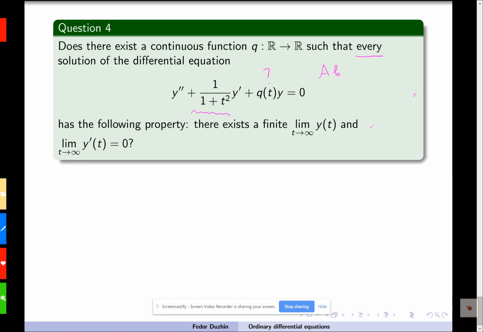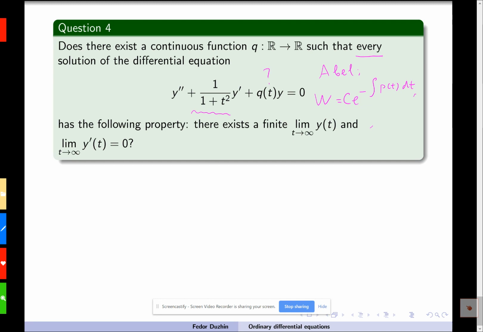So Abel's identity is that the Wronskian is e to the power minus the antiderivative of the coefficient at y prime. So Abel's formula, times some constant, says that the Wronskian of any two solutions is some constant times this integral. Since it is more or less the only fact that we know about the coefficient at y prime, let's try to apply it.